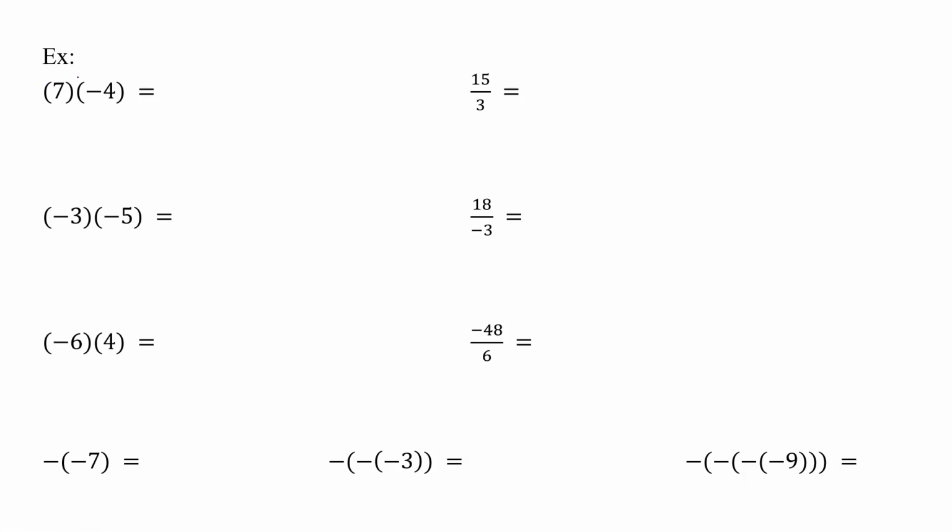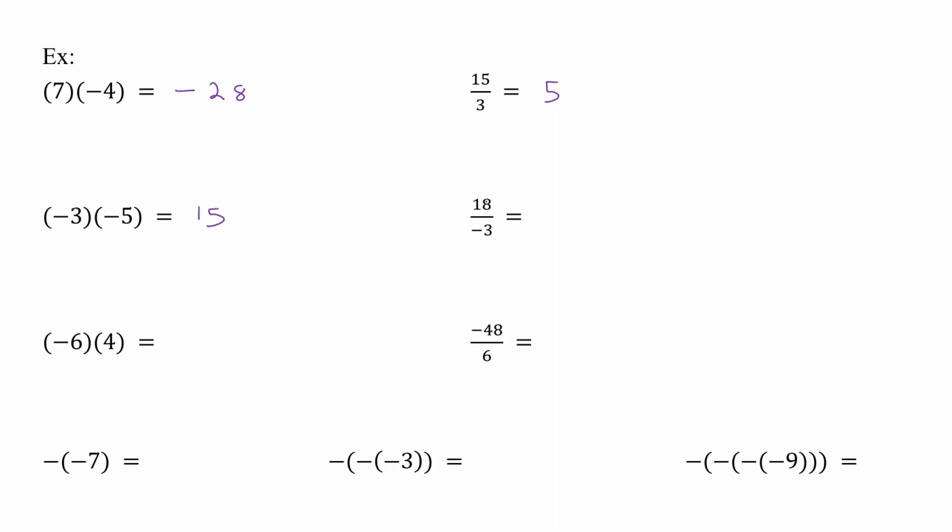So 7 times negative 4. Well, there's one negative, so we know our answer is negative. 7 times 4, well, that's going to give us 28. What about moving over here? 15 divided by 3. Well, that's a positive divided by a positive, so we know our final answer is positive, and 15 divided by 3 is 5. Well, what about this one? We have a negative times a negative, so we know our answer is positive, and 3 times 5 is 15.